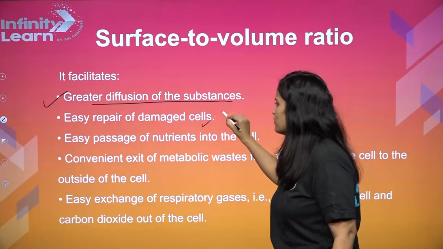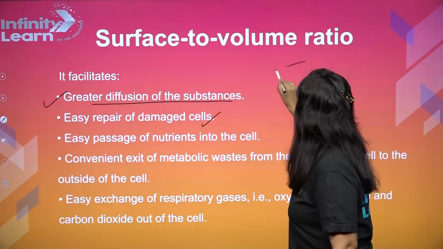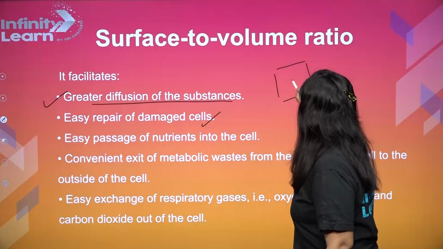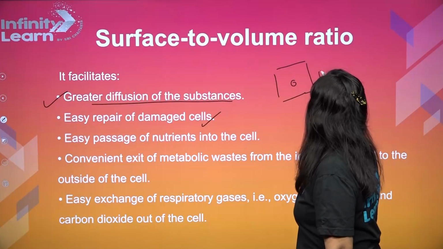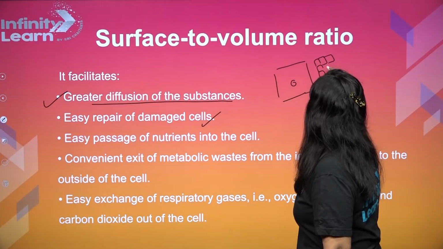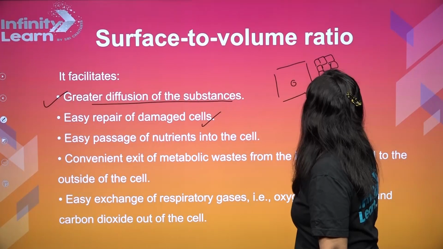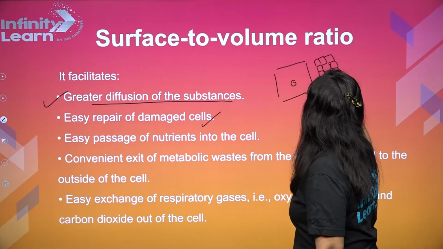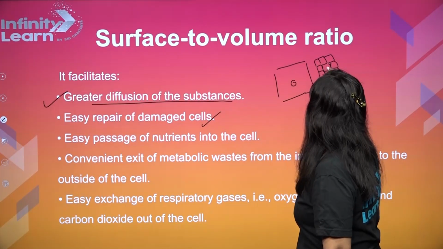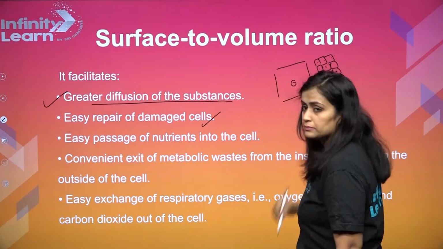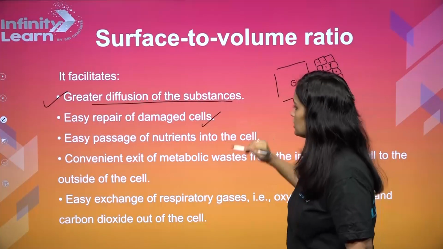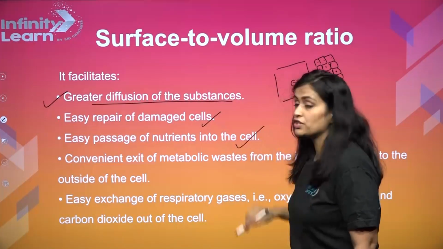Easy repair of damaged cells. Now if one big large cell gets damaged, it is very difficult to replace it. But if it is small cells, then what would happen? If some of these small cells get damaged, then what can we do? We can replace it easily, isn't it? We can replace one damaged cell easily. Yes, that's the thing. Easy passage of nutrients into the cell.